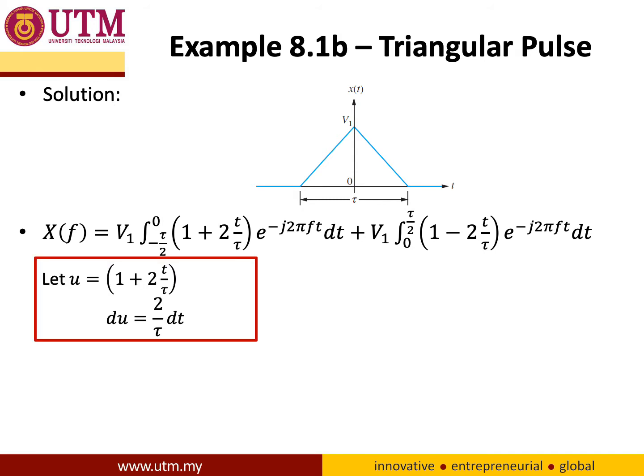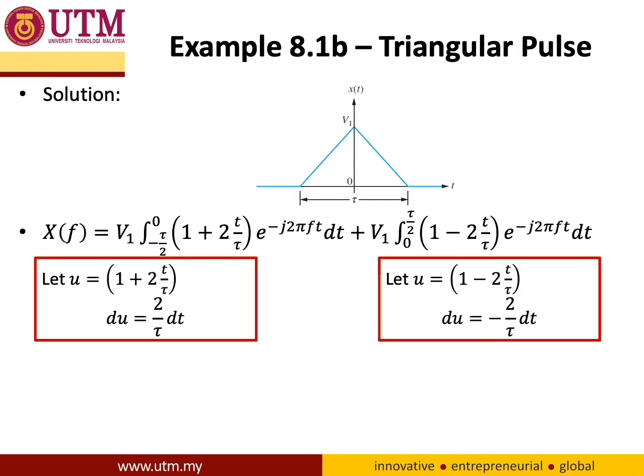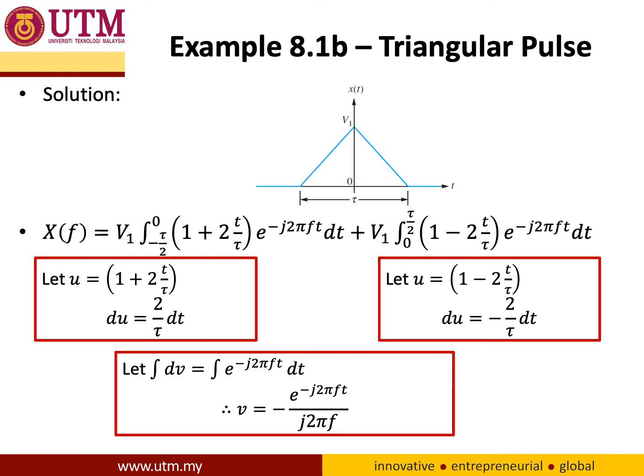When we write down this equation, we have to do integration by parts to solve the Fourier transform for the signal. For the first part, u is 1 plus 2t over τ, where du is 2 over τ dt, and for the second part, u is 1 minus 2t over τ, therefore du is minus 2 over τ. For both, the integral of dv is v equals minus e to the power minus j2πft over j2πf.